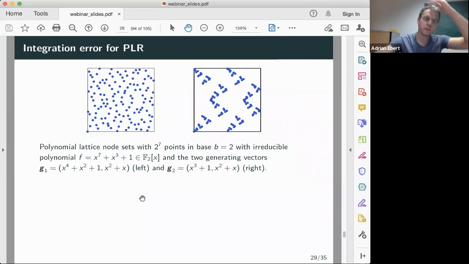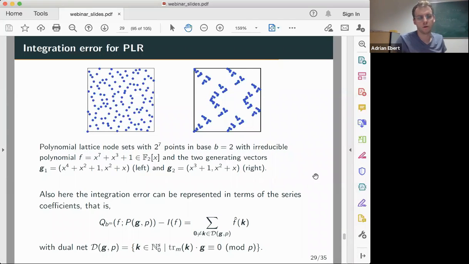Just to give you two examples. On the left, you can see the point set of a polynomial lattice for a generating vector which gives, at least by the eye, a well-distributed point set, while one can also be unlucky and have big gaps for such a generating vector, here on the right-hand side.